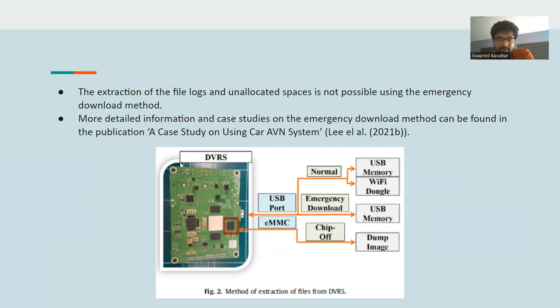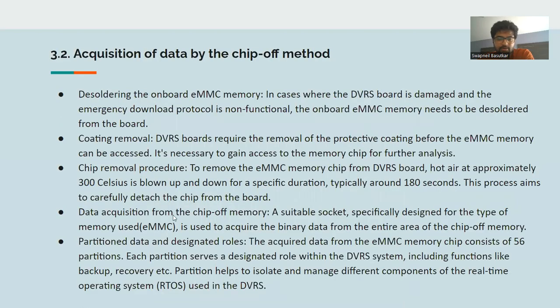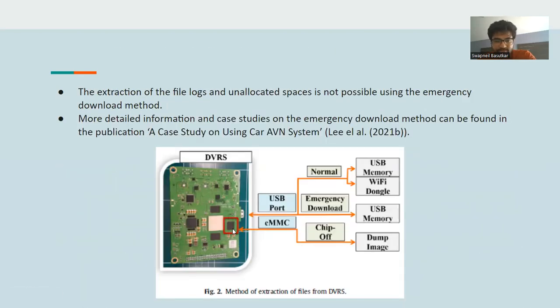So this particular thing is a DVR system. It's like a motherboard. And then there's a USB port, and this particular thing is the eMMC. The data between the eMMC and the USB port goes the normal way to a USB memory or Wi-Fi dongle. From emergency download, like we saw before, if there is no power but we still want the data, it can be put into the USB memory. And the last way, which is chip-off, gives a dump image.